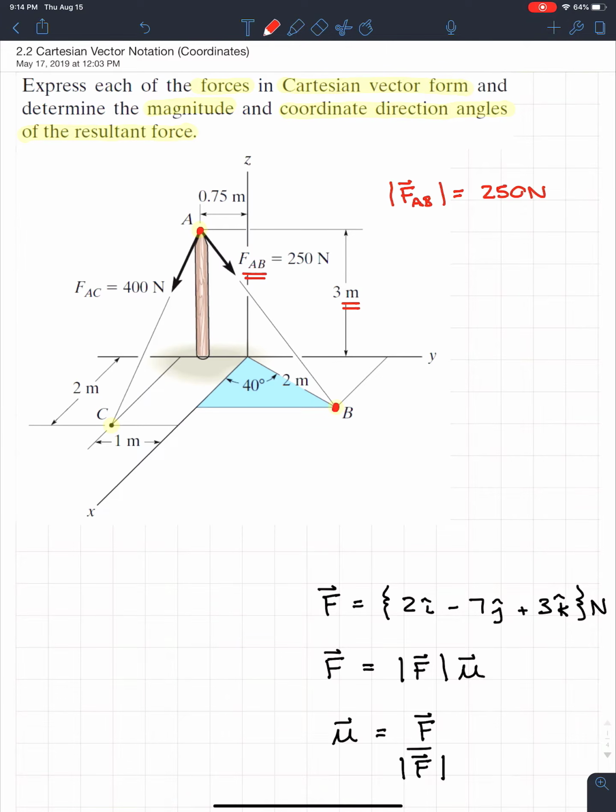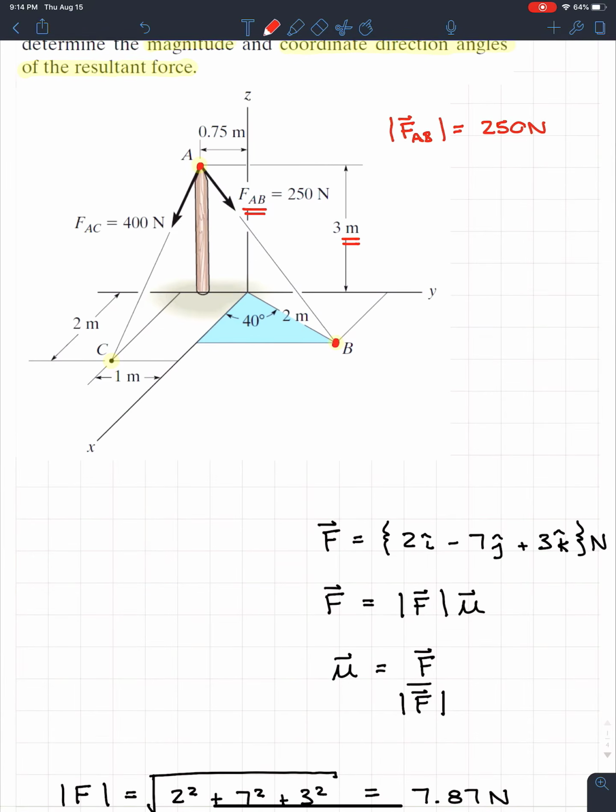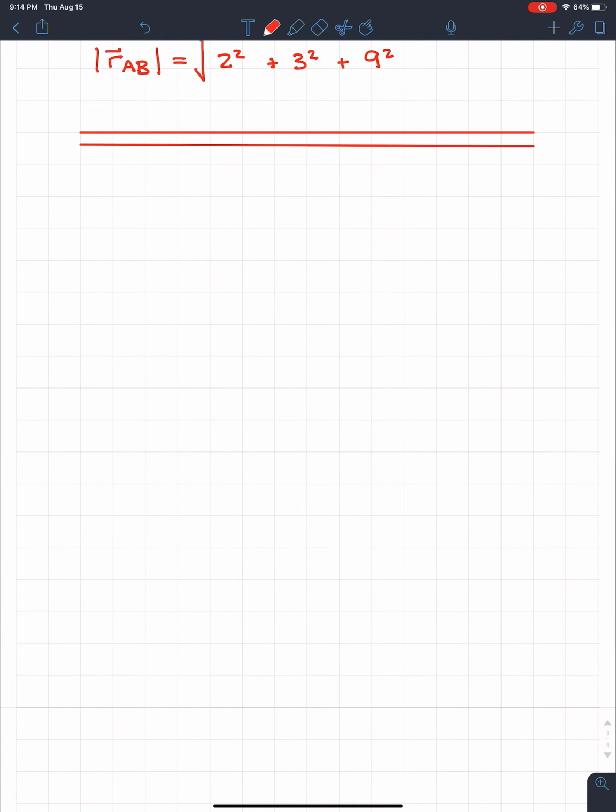So what we want to do is find the unit vector from A to B. And the best way to do that is the position vector from A to B. So the first thing that we're going to want is the position vector from A to B. The formula for that is the coordinate points at B minus the coordinate points at A. Now we have to go to the diagram and figure out the coordinate points.